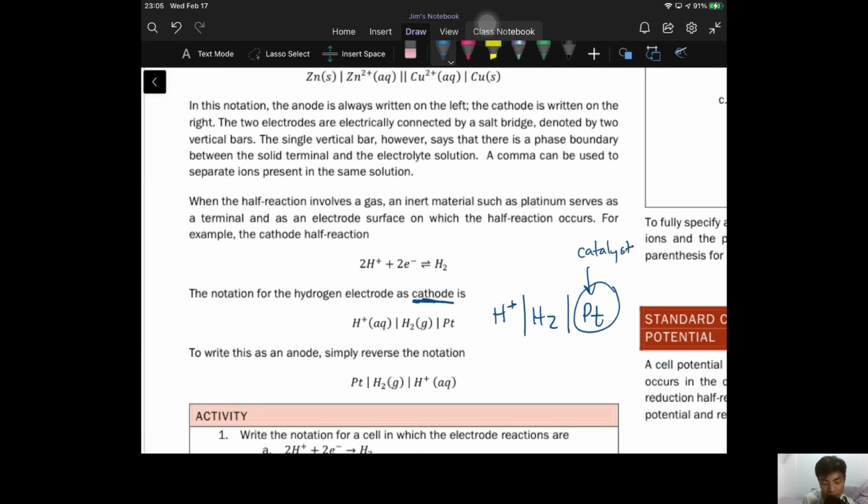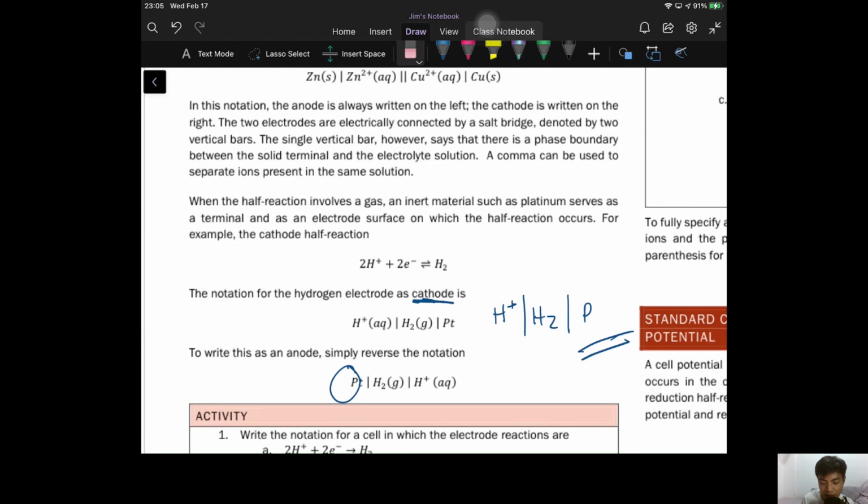Either sa dulong left or sa dulong right, no? So yung catalyst, they are not used in the electrochemical equations, no? So hindi sila ginagamit for electrochemical equation. Andyan lang talaga sila to help the reaction to proceed, no?